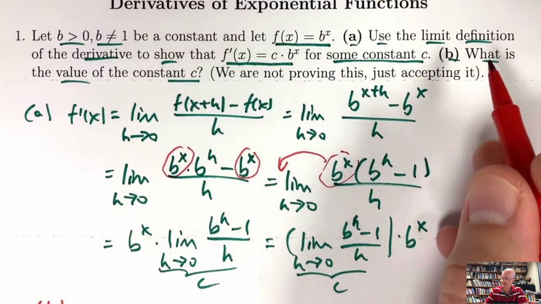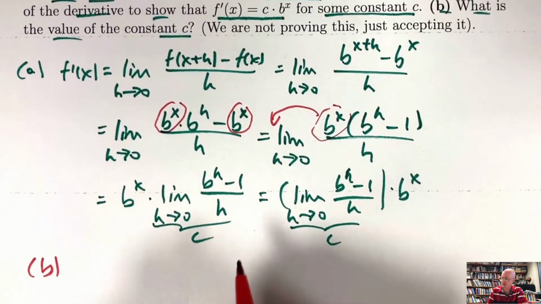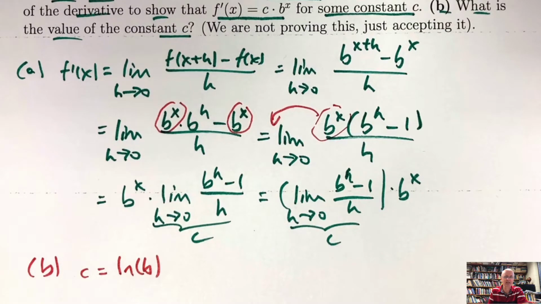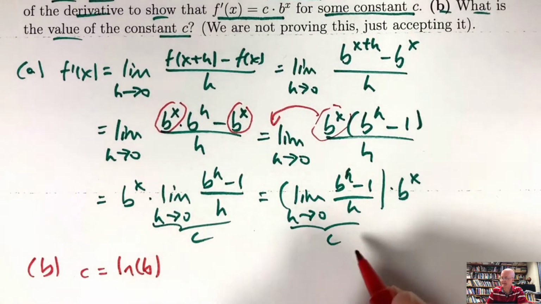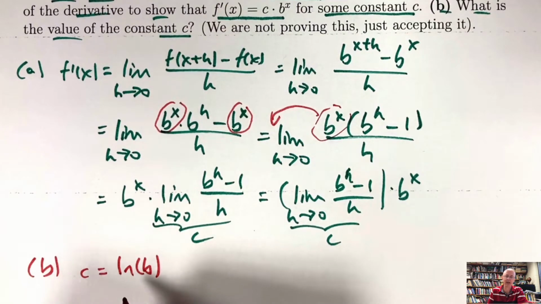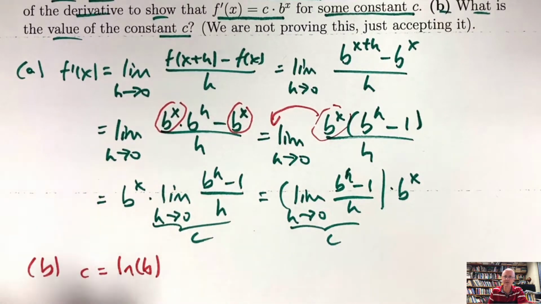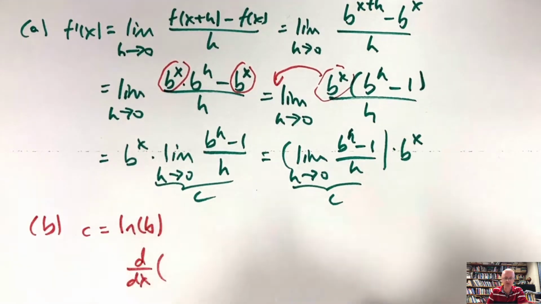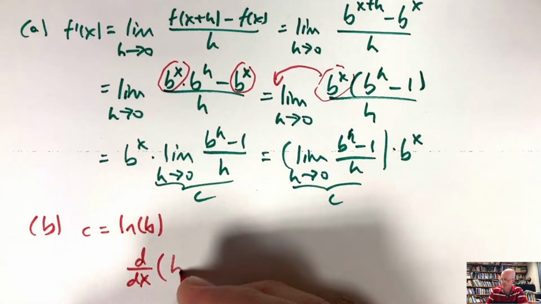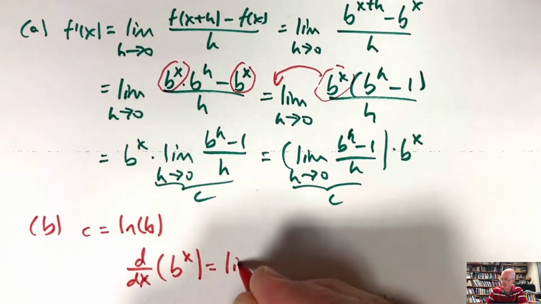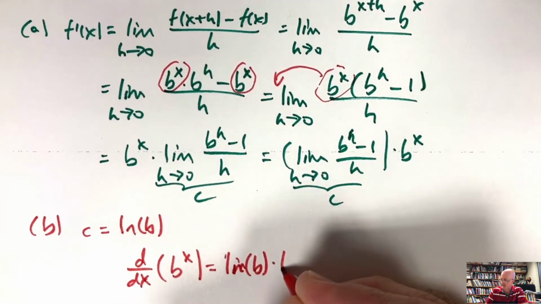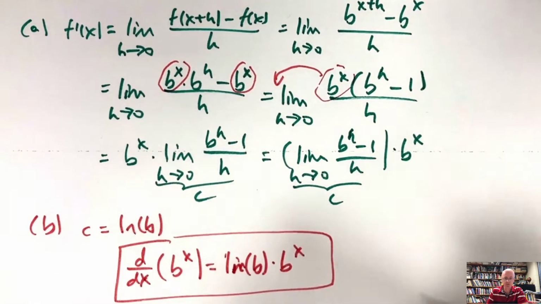Because part B says, what is the value of the constant c? It turns out that the constant c is the natural log of b. Isn't that wild? This constant, this limit, does exist, and it turns out to equal the natural log of b. We're not proving it, I'm just telling it to you. You need to accept it. And what this all implies now is ultimately our derivative rule for exponential functions. The derivative with respect to x of b to the x power turns out to be the natural log of b times b to the x. There we go. That's our derivative rule for exponential functions.